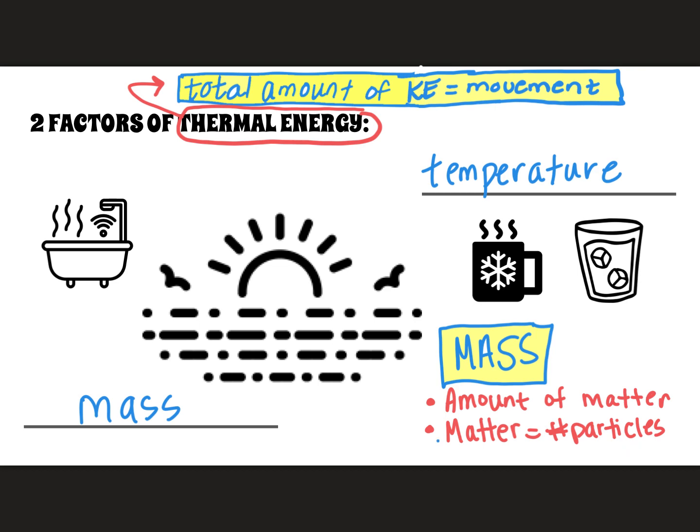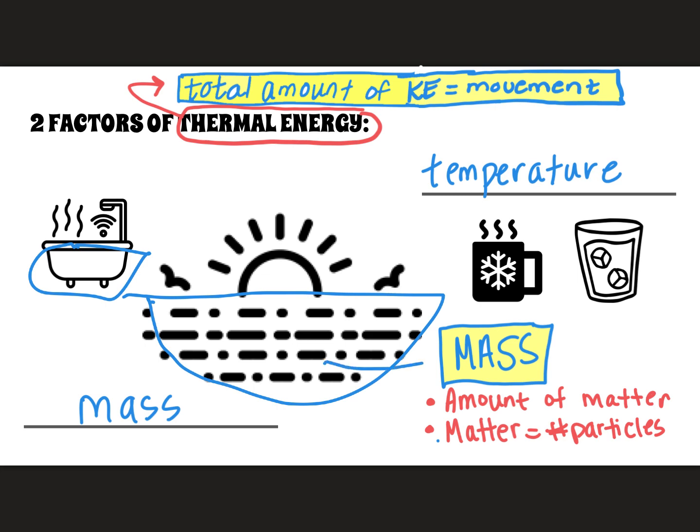So if I were to ask you which has more thermal energy, a lake or the water in a bathtub, what would you say? Well, if you consider the factor of mass, the lake, if you could take all the water out of the lake and find the mass, it would have a whole lot more mass than the amount of water that would be in a bathtub. So in this case, the lake has more thermal energy because it has more particles or more atoms that are moving. And so therefore the lake has more thermal energy than the water that's in the bathtub.